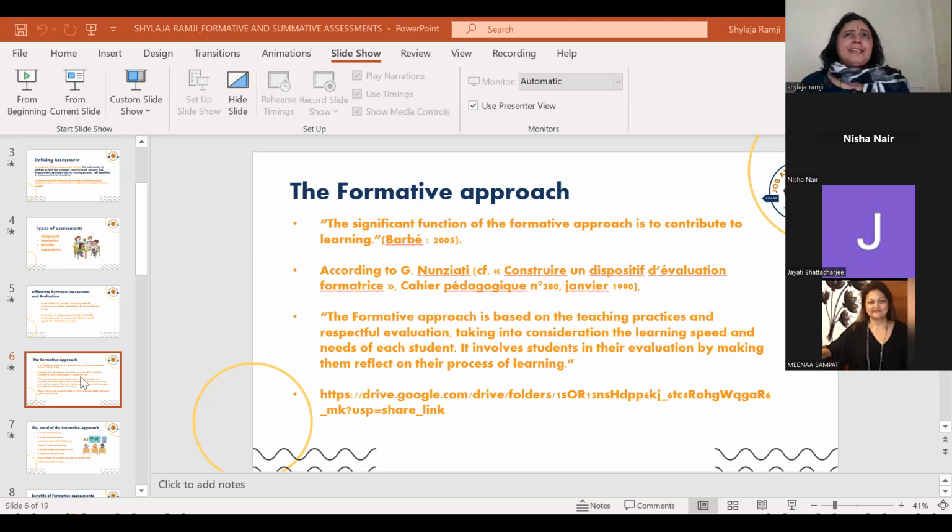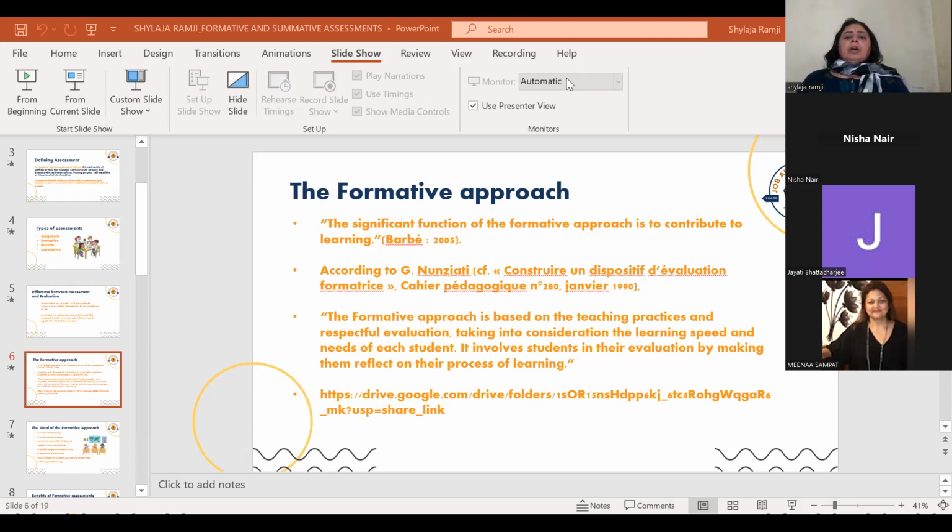Why are we emphasizing the formative assessments? Because it is to monitor student learning and also to provide ongoing feedback to the staff as well as to the students.